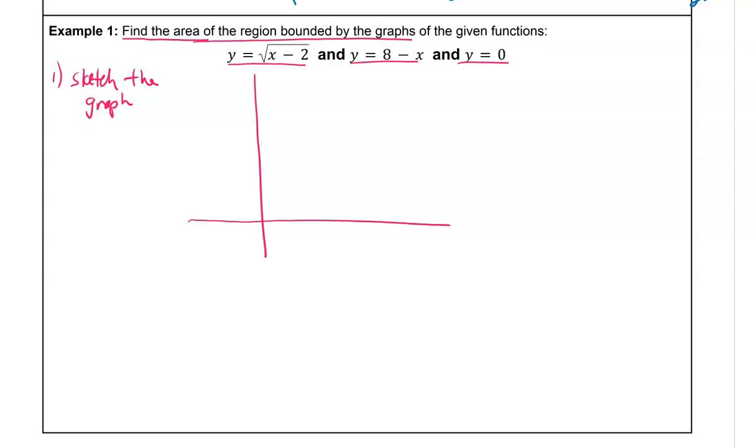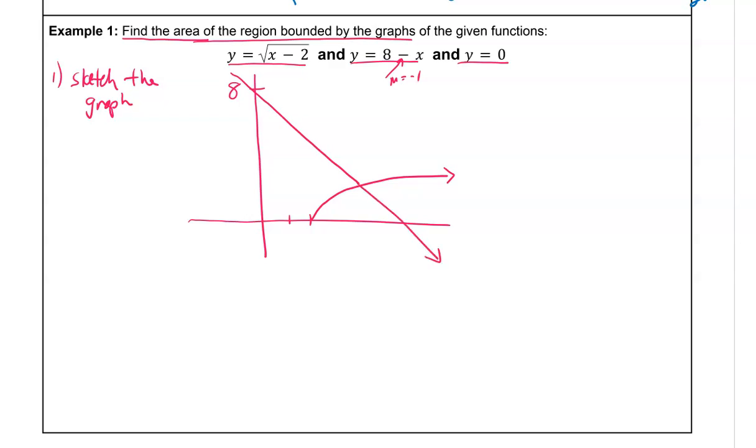So I notice that this is a square root function that has been shifted 2 units to the right, and then it's going to go up and to the right from there. This is a linear function that has a y-intercept of 8 and a slope of -1. So it'll kind of go down this way.